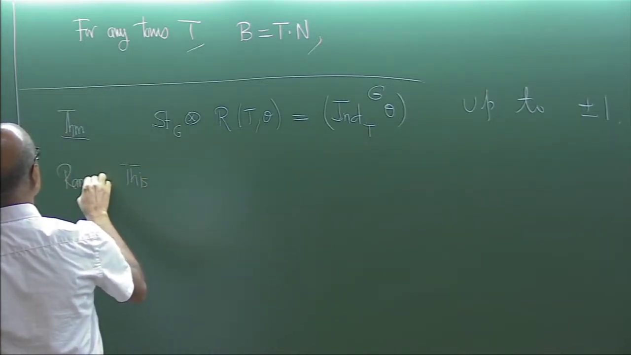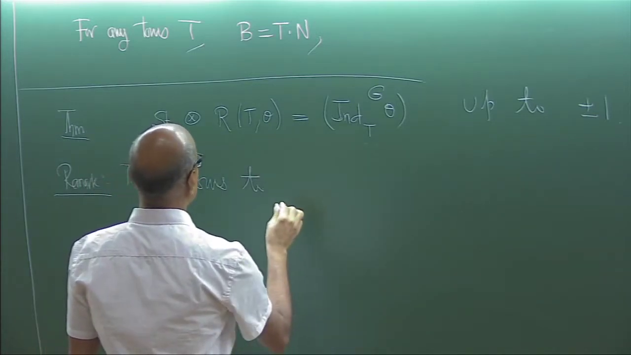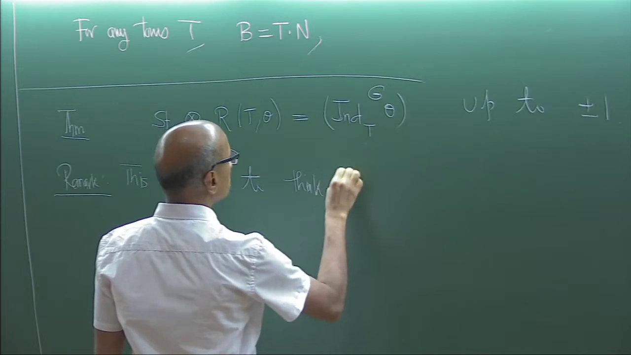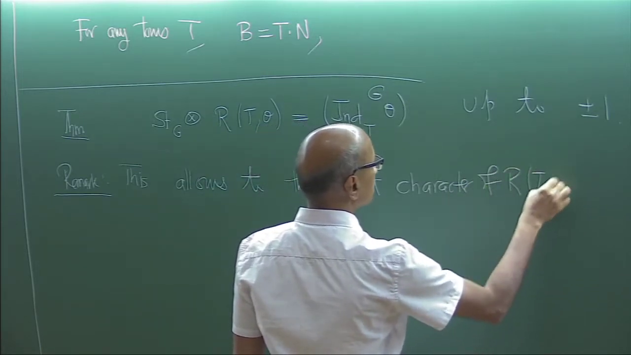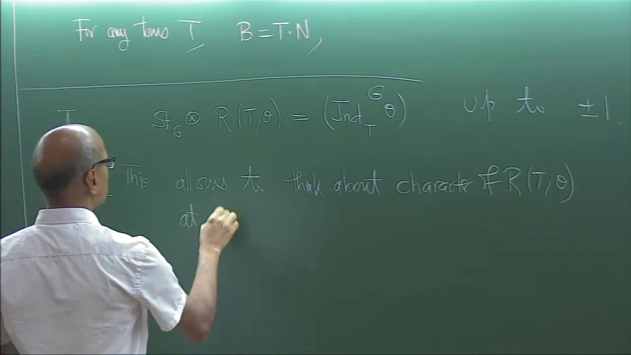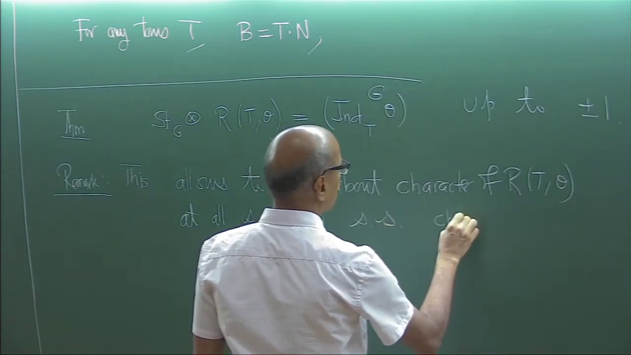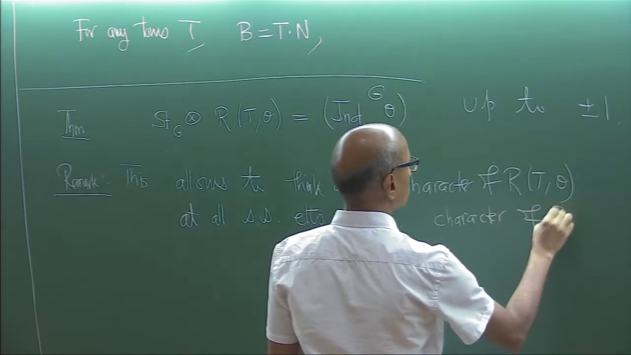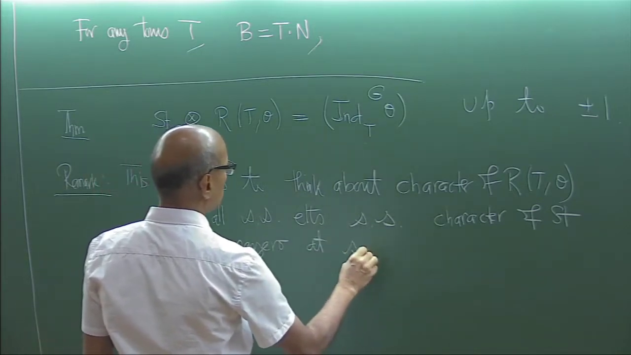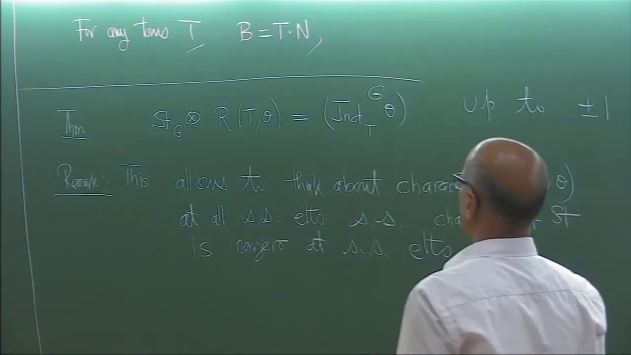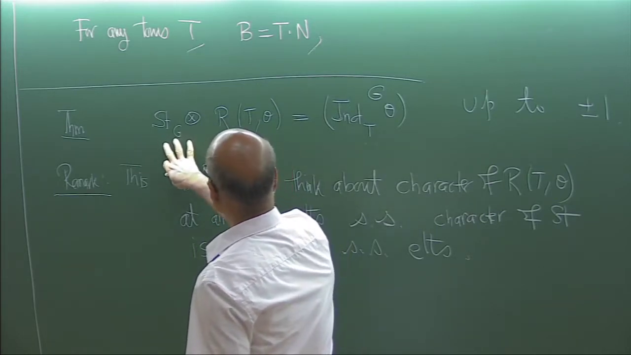to think about the character of R_T^θ at all semisimple elements, since the character of Steinberg is non-zero on semisimple elements. So, if you want to calculate the character of this at a semisimple element, then that times that is equal to this.